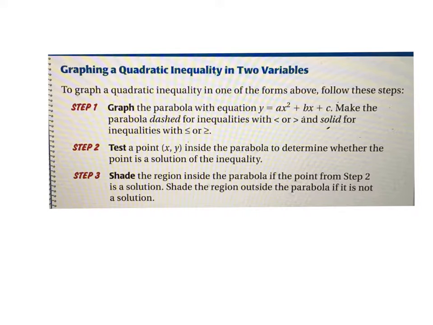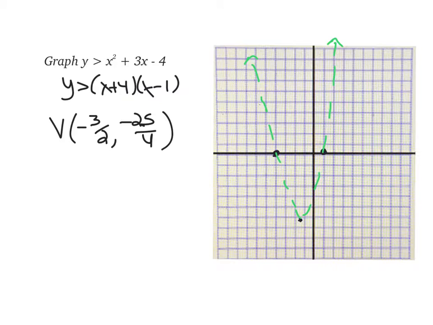Here's how we're going to graph a quadratic inequality in two variables. First of all, we're going to graph the equation, act like it's an equal sign, and do what we've always done. Make it dashed if it's greater than or less than, solid if it has equals with it. Test a point inside the parabola, usually (0, 0) if we can. If it works, you shade inside. If it does not work or is not true, it's not a solution, so shade outside the parabola. So inside or outside.